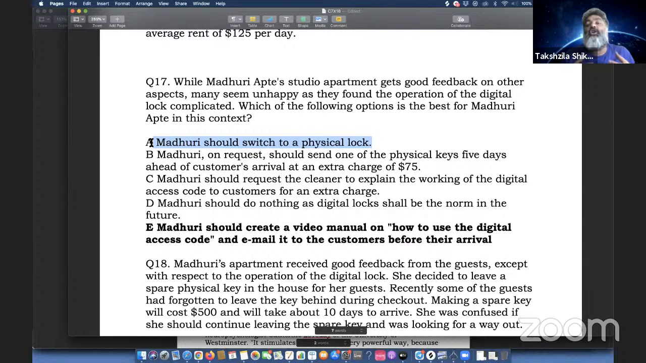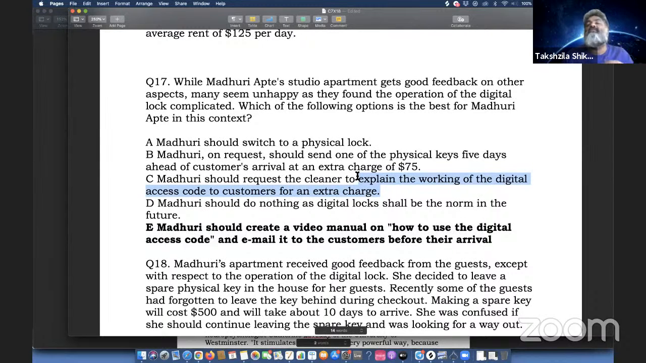If they're not understanding what is happening in the log, perhaps explaining. And as I read the choices, I do see that there is an explanation part available. So maybe that is definitely a better choice. Now, Madhuri on request should send one of the physical keys 5 days before. So this is more work, even though she's charging money for it. Five days before the customer arrival, she's sending one extra key. The workload is increasing.